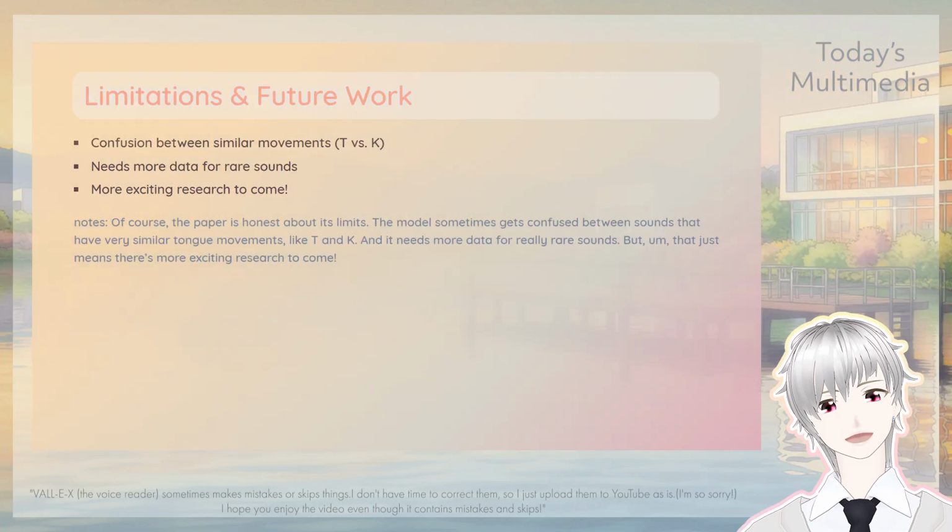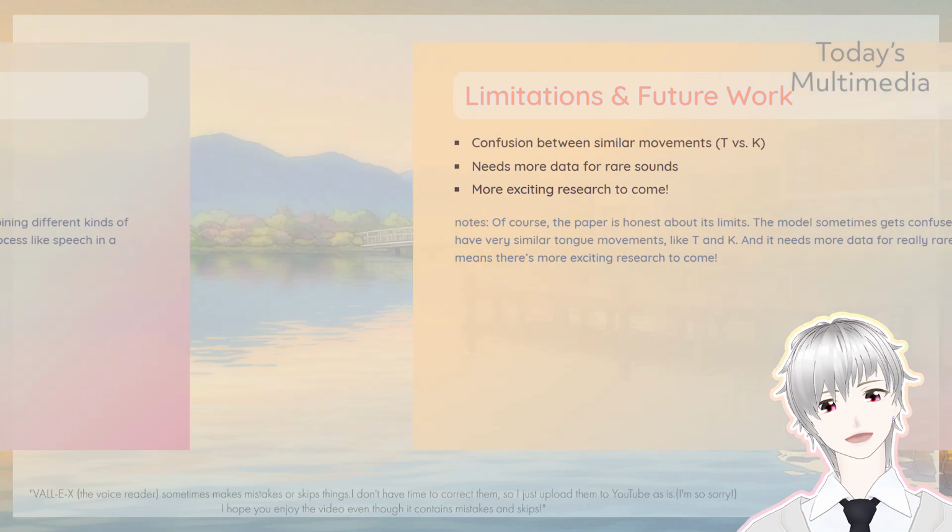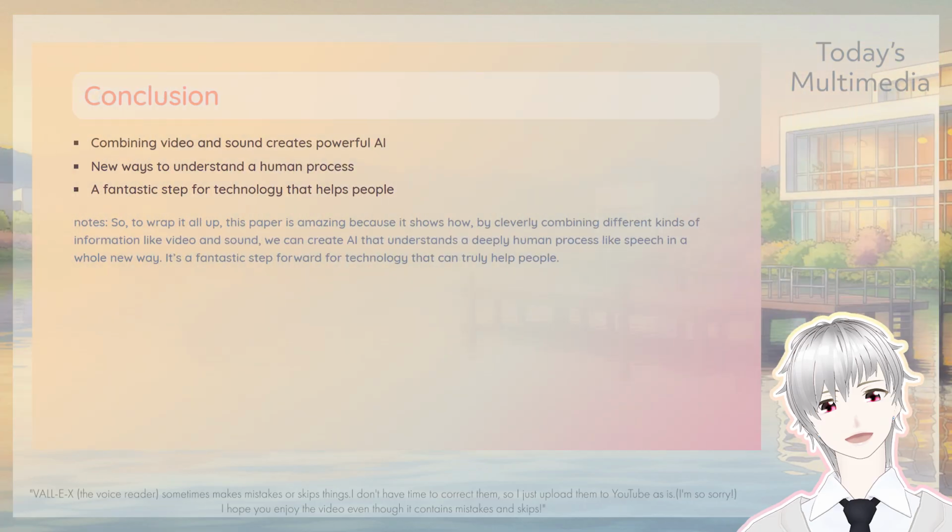Of course, the paper is honest about its limits. The model sometimes gets confused between sounds that have very similar movements, like T and K, and it needs more data for really rare sounds. But that just means there's more exciting research to come. So to wrap it all up, this paper is amazing because it shows how, by cleverly combining different kinds of information like video and sound, we can create an AI that understands a deeply human process like speech in a whole new way. It's a fantastic step forward for technology that can truly help people.